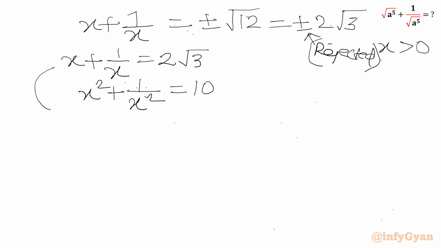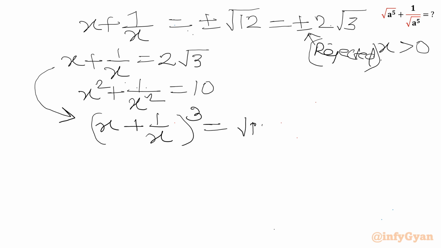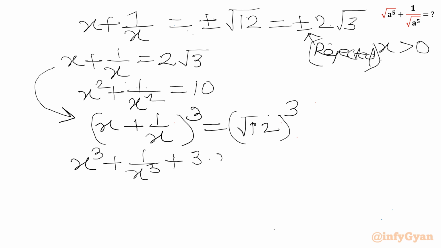Now I need to only consider cubing of this equation. x plus 1 over x whole cube equal to, this was root 12 whole cube. Now a plus b whole cube formula we can apply here. We will be writing a cube plus b cube plus 3 times ab in bracket a plus b. And right hand side I will be writing 12 root 12.